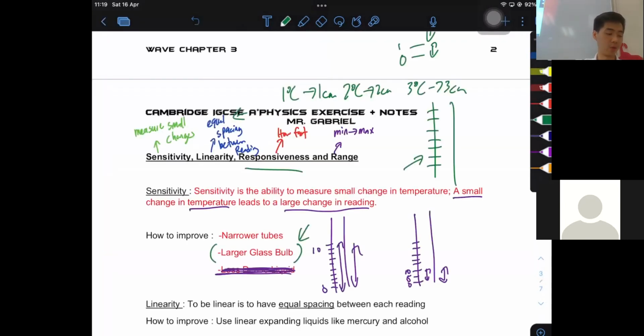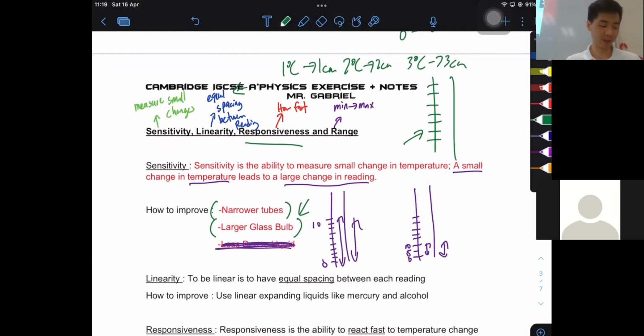Anyone's got any questions? Two of these are the most common improvements in your mark scheme, guys. Narrower capillary tube and larger glass bulb. Of course, there's a few more, right? Different years, they always have different answers. But these two are the most common, widely known answers in the mark scheme that are definitely acceptable. In fact, in your paper 2, they always say this as well. So, yeah, just keep this in mind. I'm sure most of you guys will not remember this until you're facing some questions. But just keep this in mind, guys.